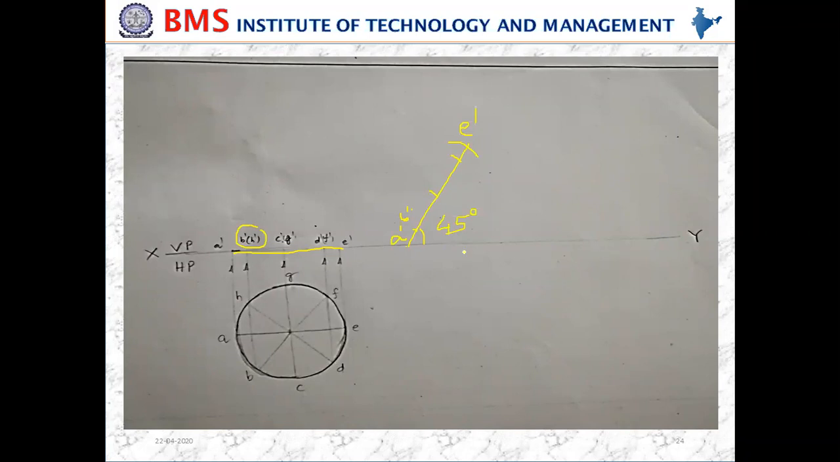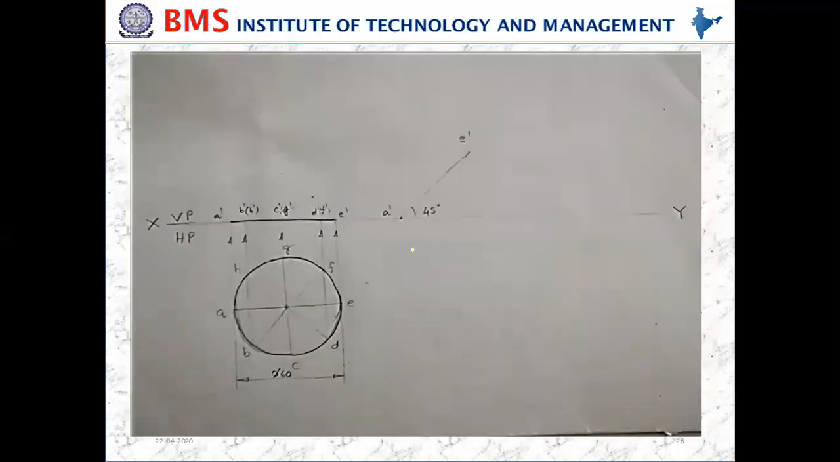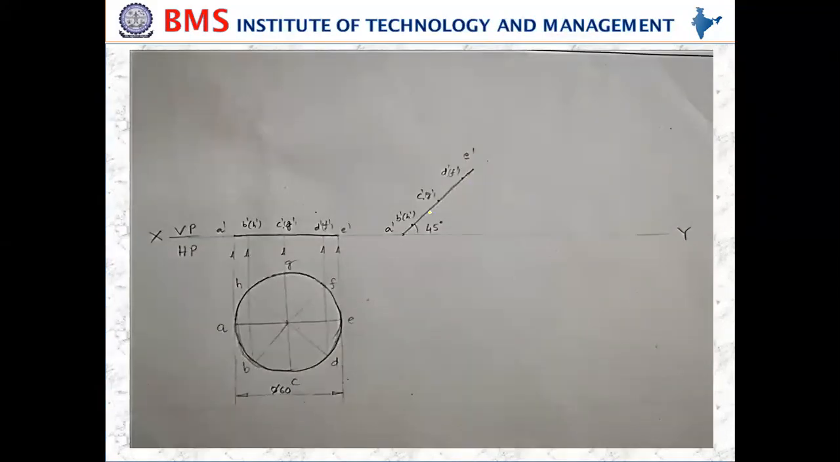How did I get them? By drawing the 45 degrees line, then on this line, taking A dash E dash as the radius and A dash as the center, cutting the line to get E dash. Once you get E dash, you need to locate all these points: B dash, H dash, C dash, G dash, and then D dash, F dash. After locating all these points, next is what?